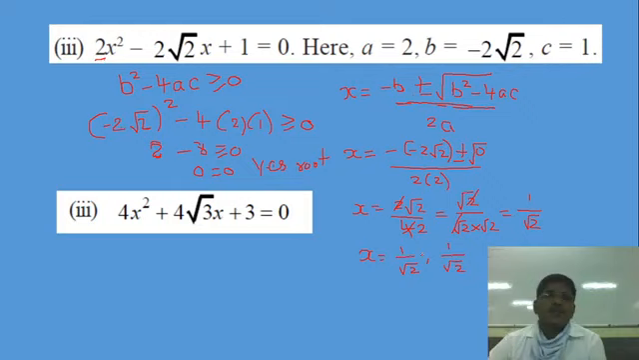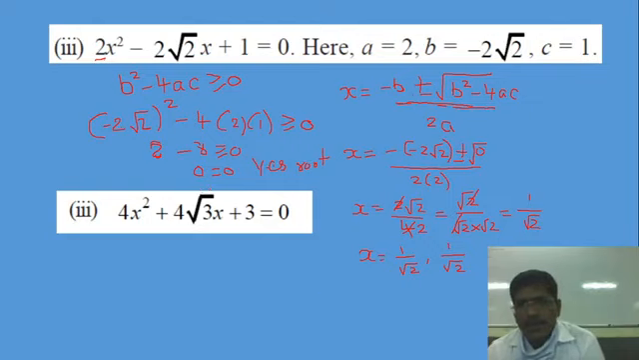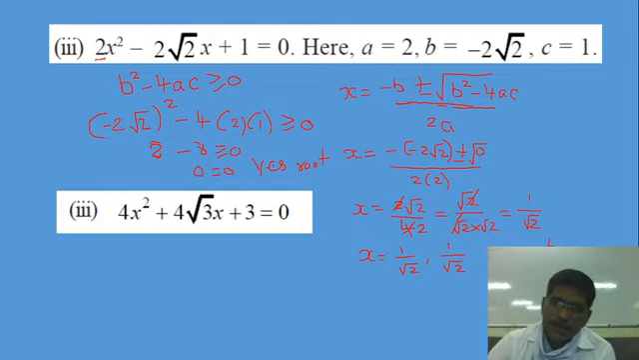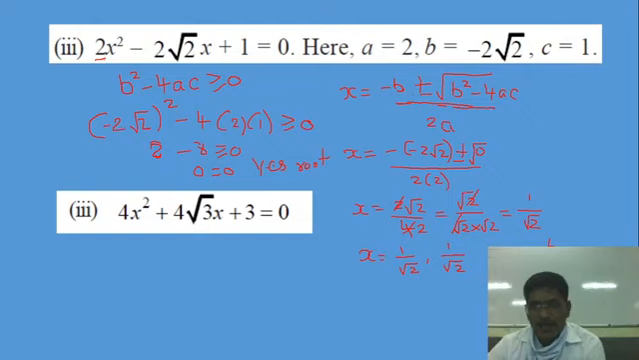Again I will explain to you, when b square minus 4ac is equal to 0, we can directly write x is equal to minus b by 2a. Always remember that formula. X equal to minus b by 2a, that is a formula we can directly write when b square minus 4ac is equal to 0. So if you directly put minus b by 2a here, we can get the answer. X is equal to 1 upon root 2, again 1 upon root 2.